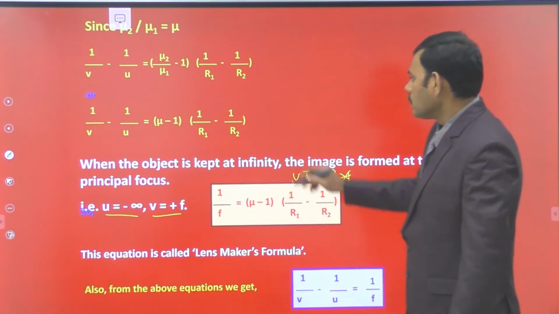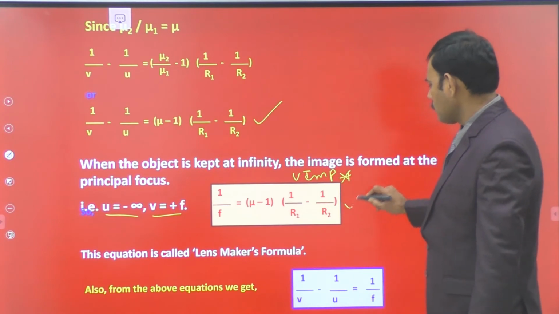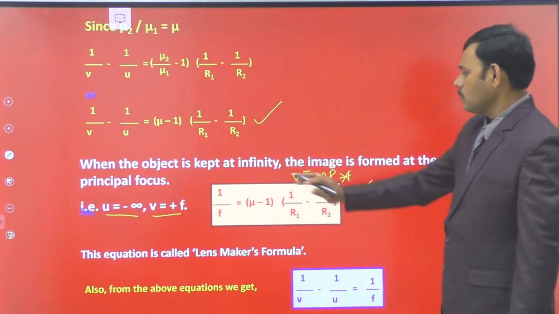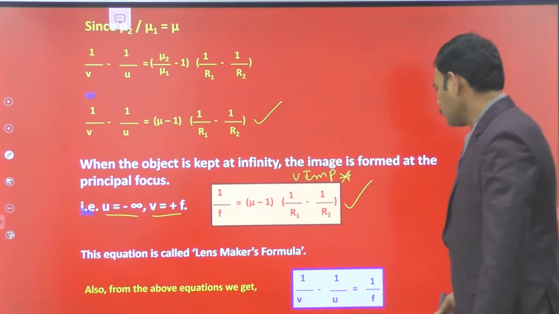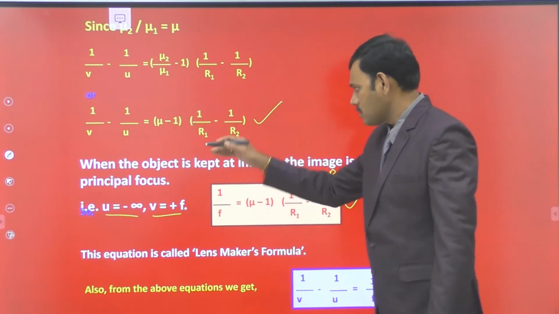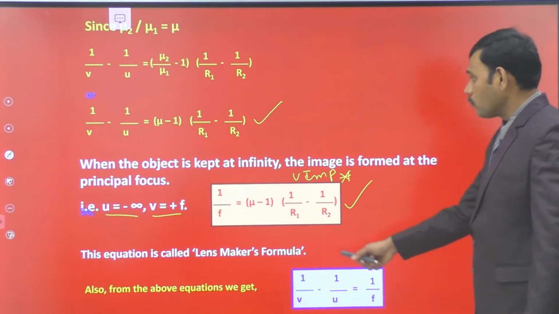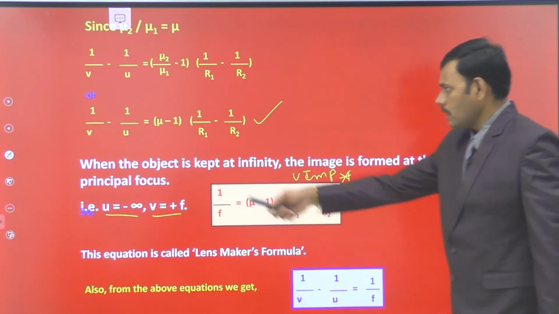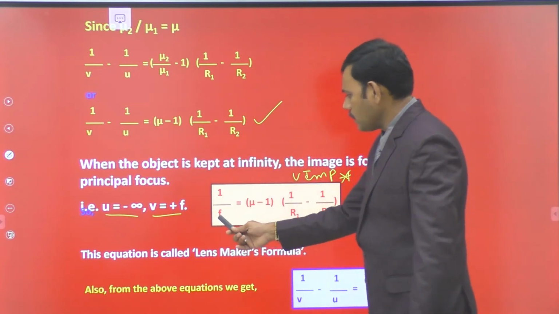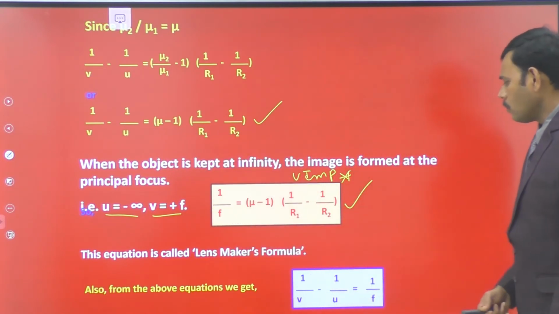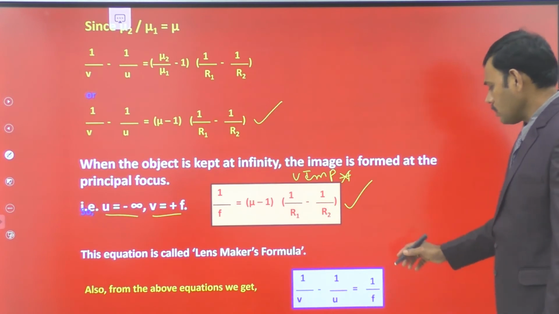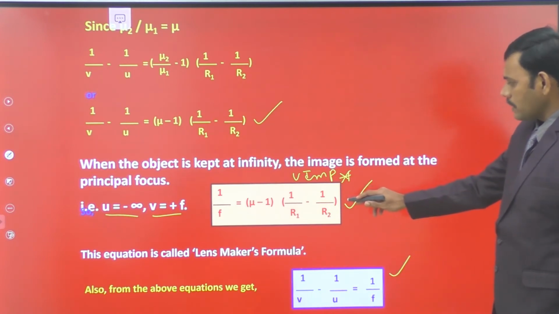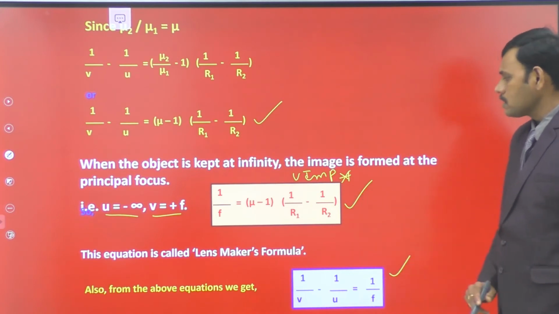Now from these two equations, let us observe. I am marking the two equations. The RHS is the same, so we equate the LHS of the two equations. By equating the LHS of these two equations, we get 1 by v minus 1 by u is equal to 1 by f. Here the LHS is this one, and the second equation's LHS is 1 by f. So 1 by v minus 1 by u is equal to 1 by f. This is known as the Lens formula. The top one is the Lensmaker's formula and the bottom one is the Lens formula.